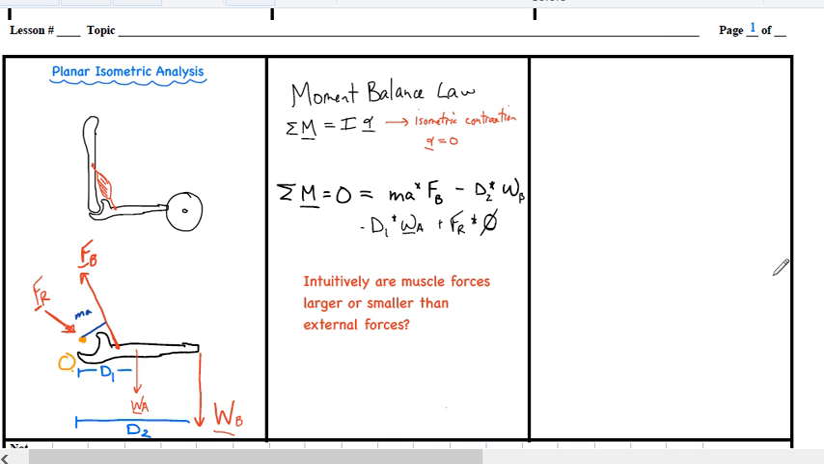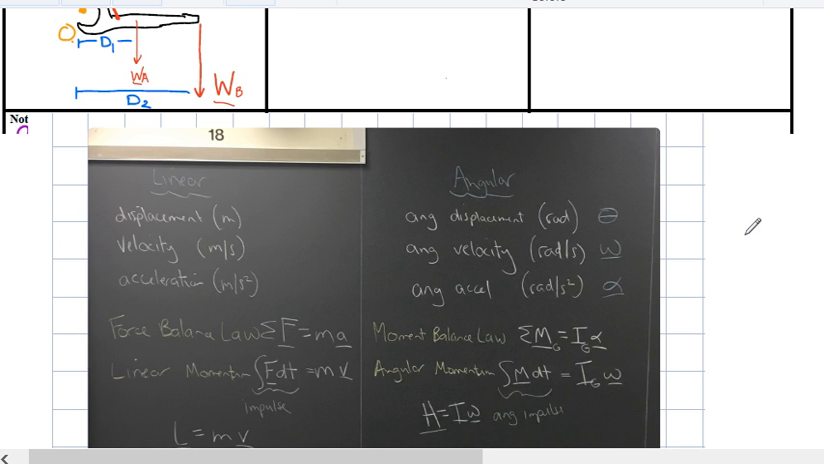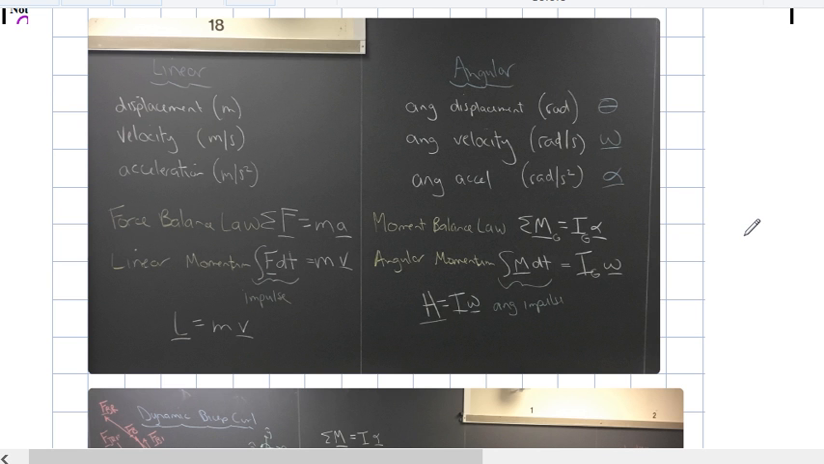D1 and D2 are the moment arms to the two weights, the forearm and the dumbbell. The moment balance law is applied. If it's a static problem, alpha equals 0. Sum of the moments equals 0. These boards show the definitions and the equations that govern the problem.